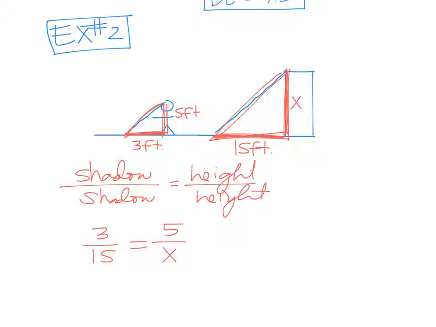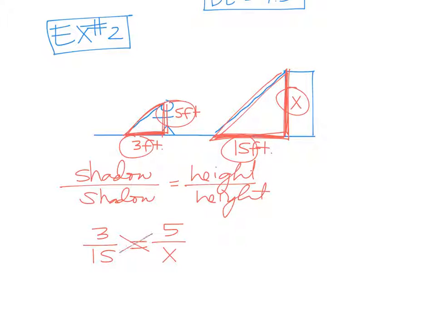Now here's the question. Could I say 3 over 15 equals x over 5? You have to go in the same order. Could I say 15 over 3 equals x over 5? That one you can do, okay, because you're going in the same order. Bigger to smaller equals bigger to smaller, okay? So as long as you go in the same order, you're fine. Just make sure you're going in the same order, okay?